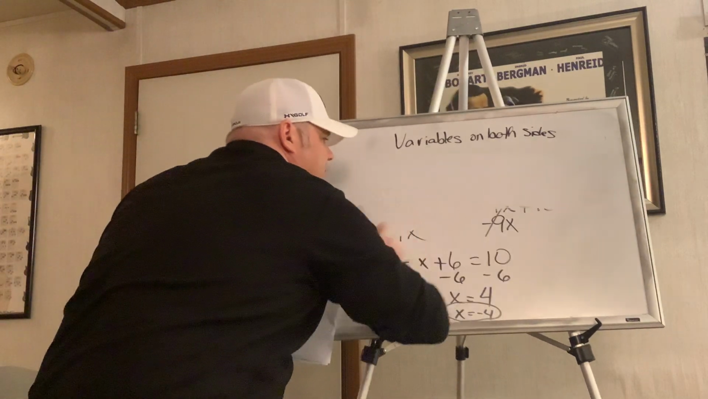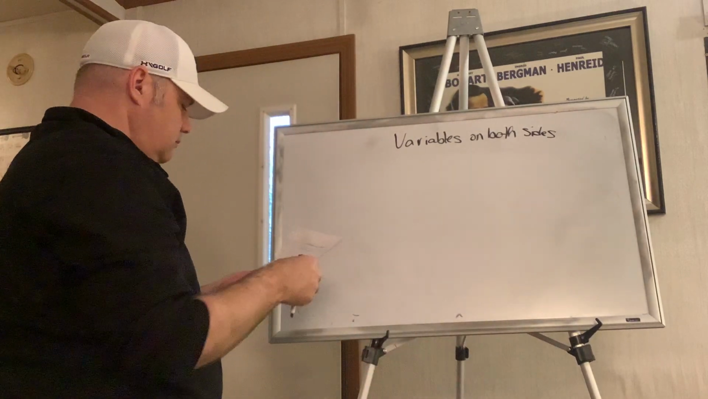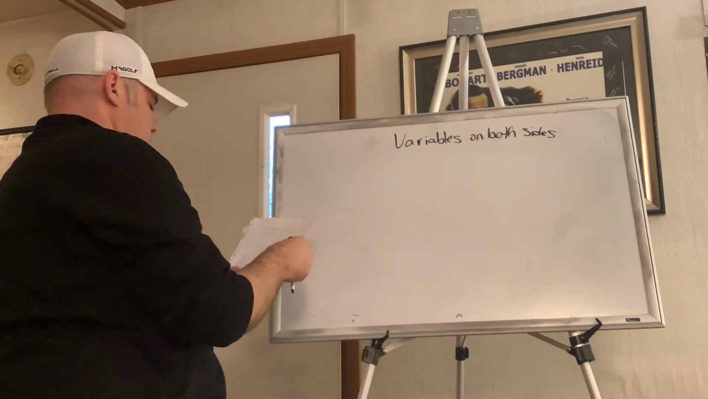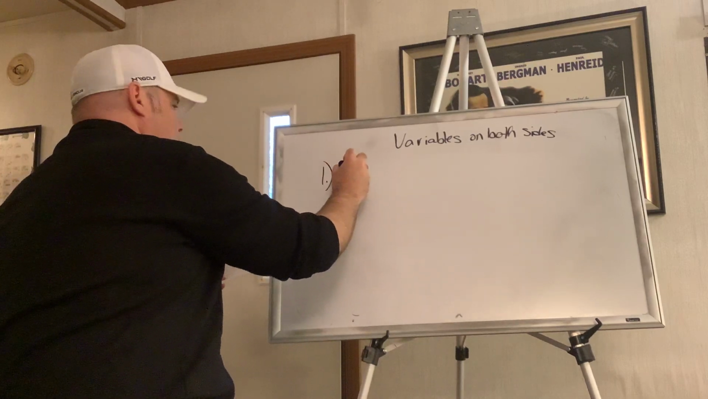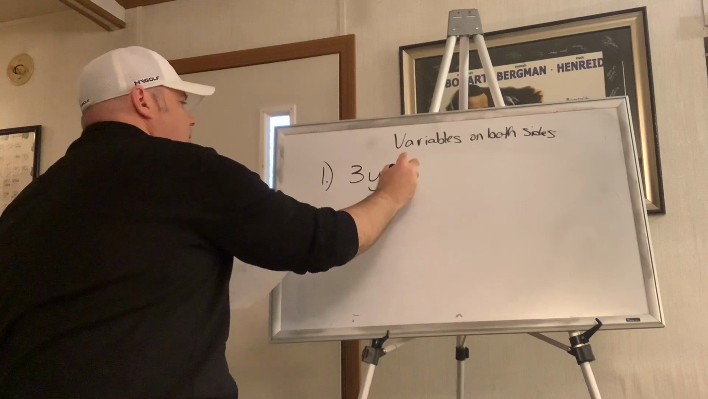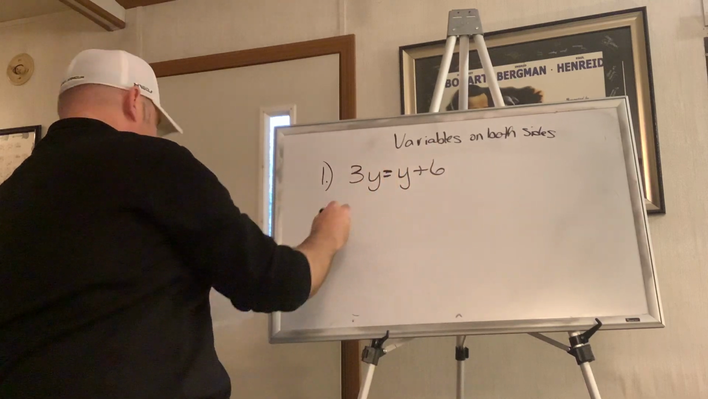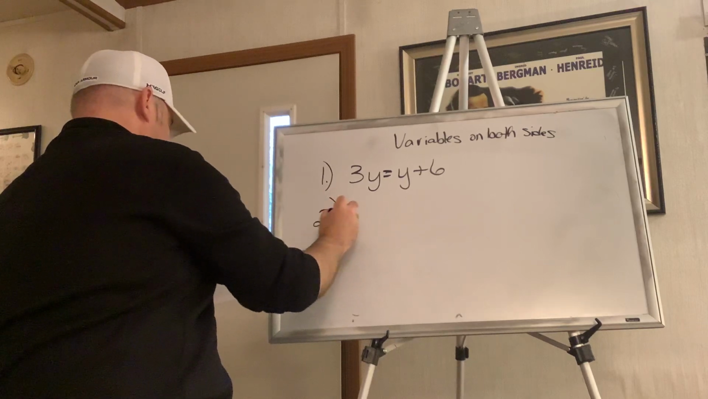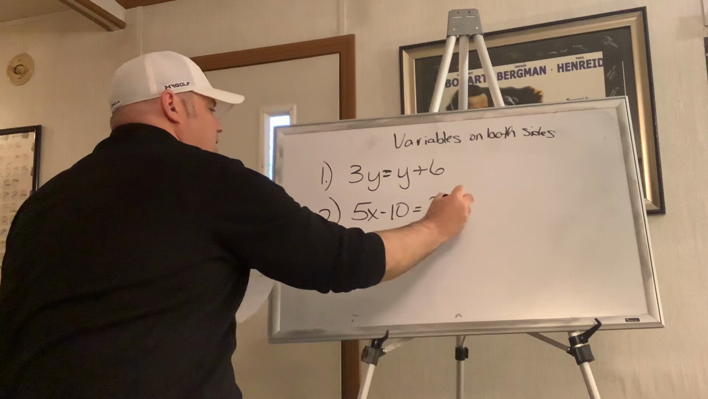Let me put up an assignment for this. So I'm going to have you try these. Number 1 is 3y equals y plus 6. Remember, if it's just a y, it's 1y. Number 2 is 5x minus 10 equals 3x plus 8.